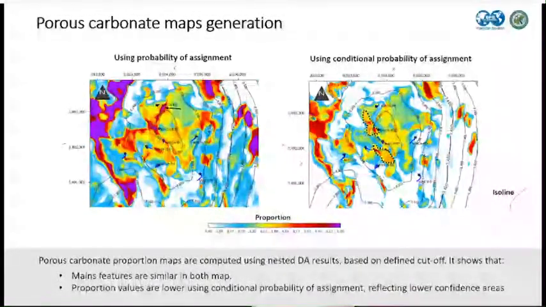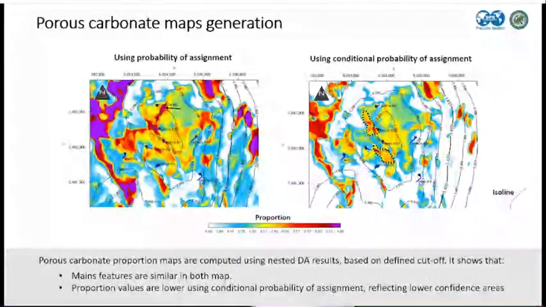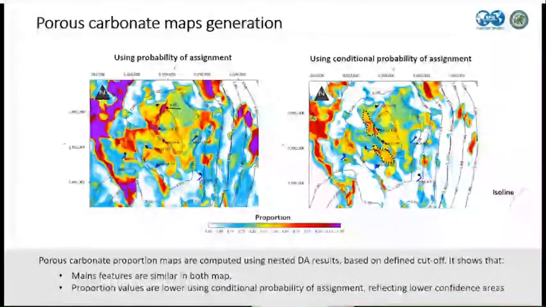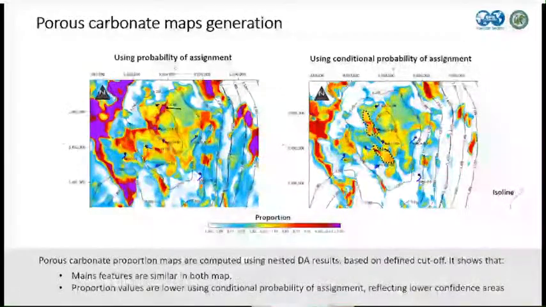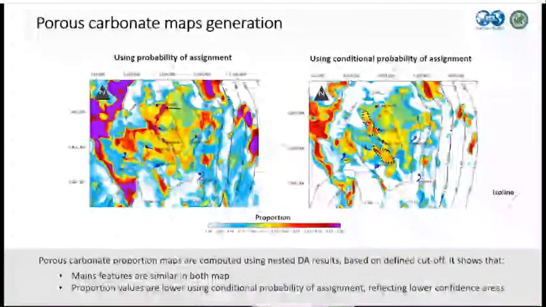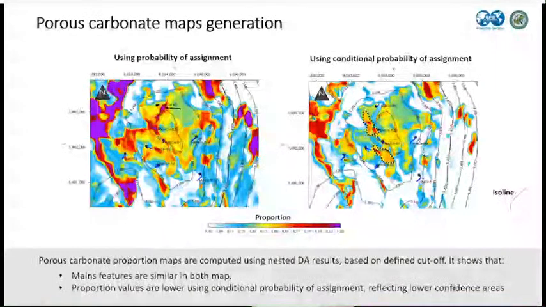And so what we can see when we compare those two maps is quite interesting. The main features are similar. However, the proportions are lower. The proportion values are lower using conditional probability of assignment as input, and it reflects the lower confidence areas. It reflects where the probability of having the carbonate facies during the first pass discriminant analysis was low.